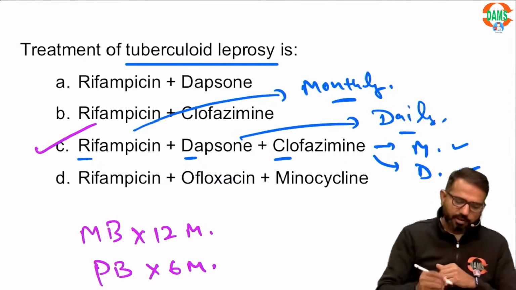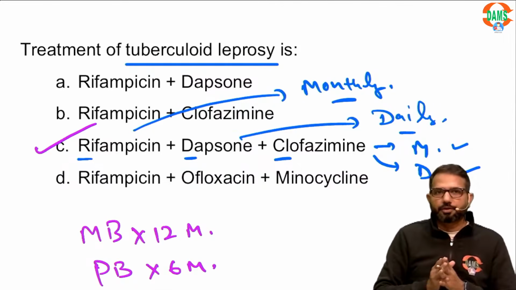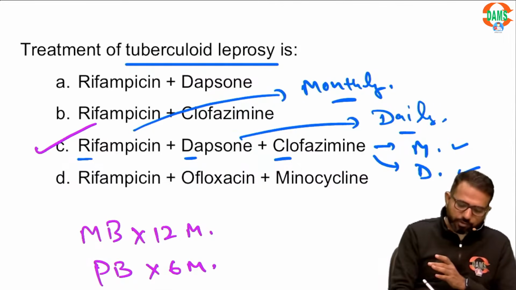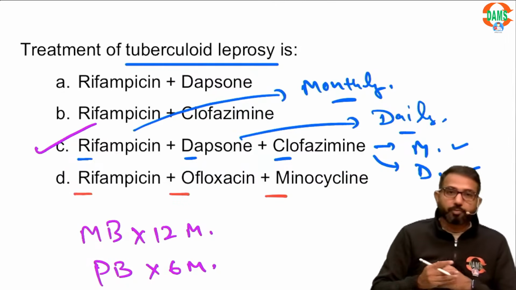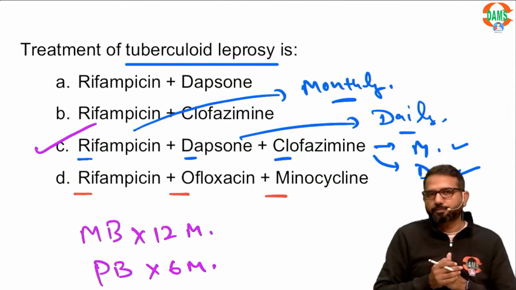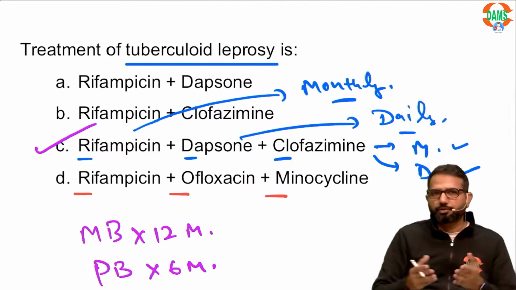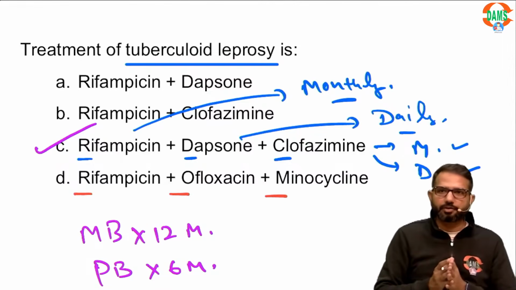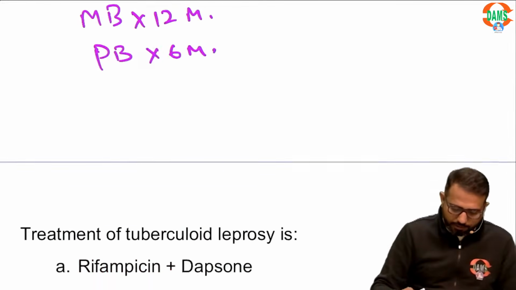So what is the correct answer? Option C. Nowadays, we don't use the ROM regimen. In the past, we used to give the ROM regimen for a single patch, single lesion. But now we don't. So C is the correct answer. Very good, guys. Next question.